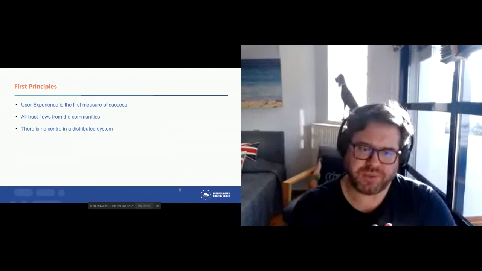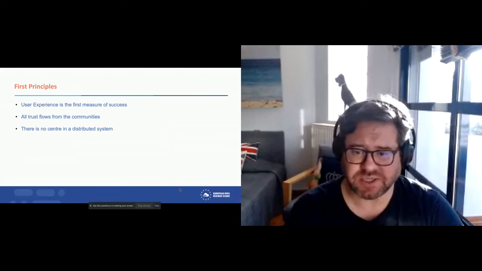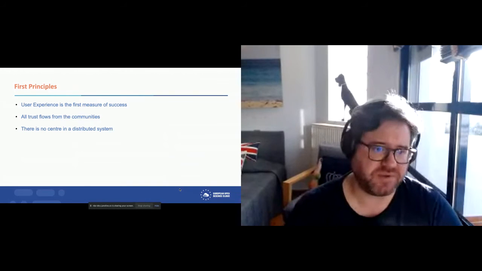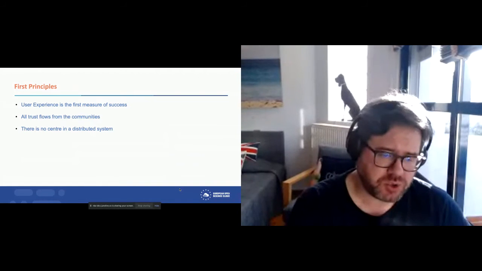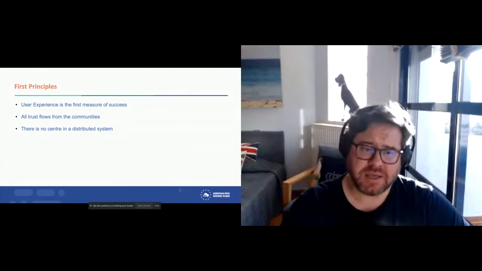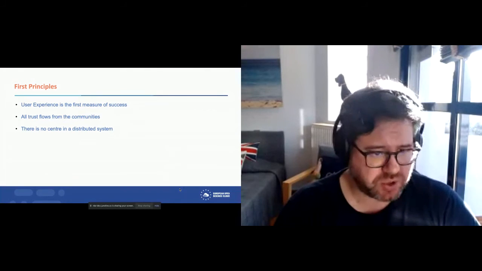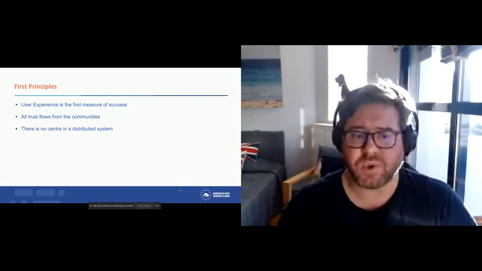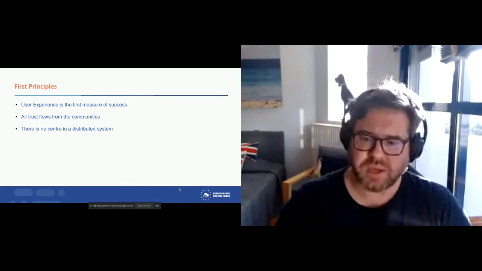And we decided on three very basic principles. One is that the user experience is the first measure of success in whatever we do in the area of AI, that all trust flows from the research collaborations, the communities themselves, and that we are trying to design a system that is by nature, and also like science, distributed. There is no center in such a system, and that's why we're not trying to design a centralized European solution. Next slide, please.